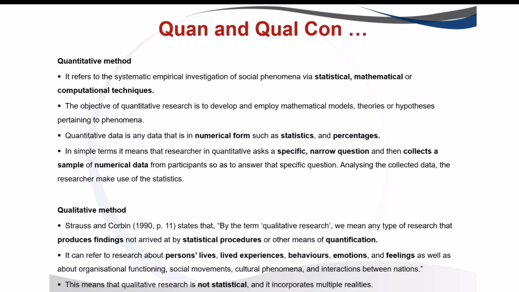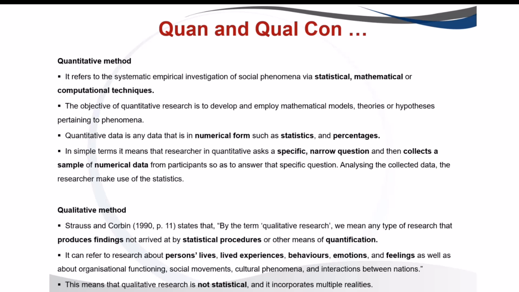In simple terms, it means that the researcher in quantitative asks a specific, narrow question and then collects a sample of numerical data. But when you look at qualitative methods, Strauss and Corbin state that by the term qualitative research, we mean any type of research that produces findings not arrived at by statistical procedures or other means of quantification.